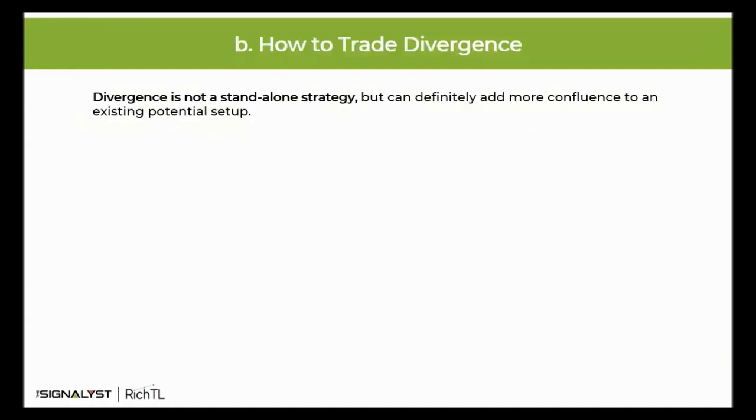Now, how to trade divergence? Divergence is not a standalone strategy, but can definitely add more confluence to an existing potential setup. Just like any tool, divergence is not foolproof, so do not make trading decisions based on divergence solely. We recommend you use divergence in conjunction with other price action tools like support and resistance, supply and demand, chart patterns, and so on. Then your trades would have a higher probability of working out.